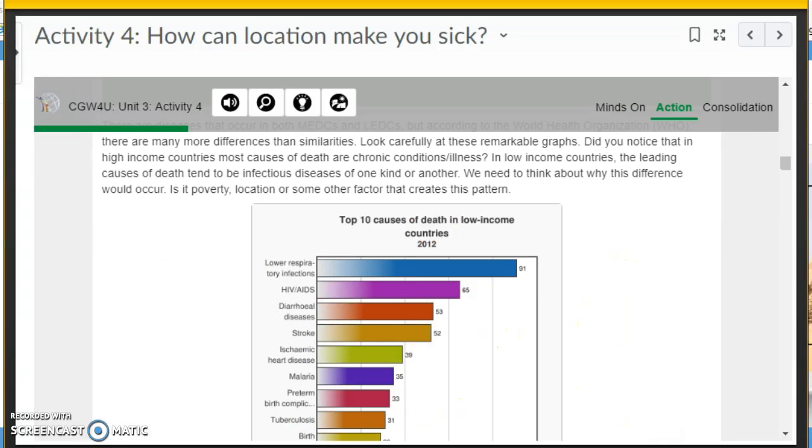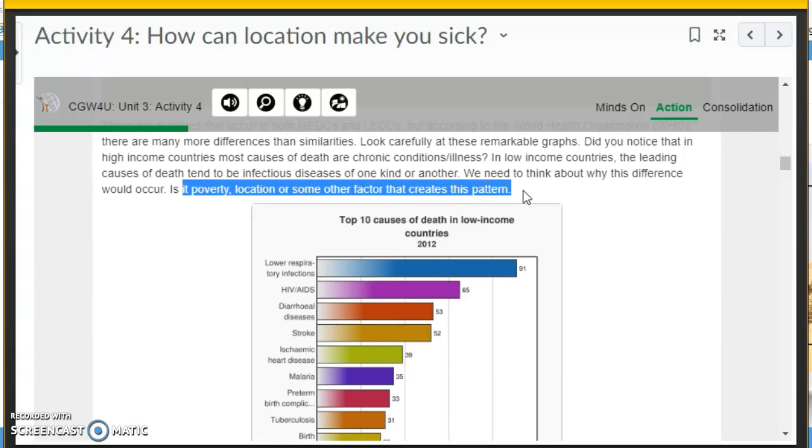So there's a bit of a visual literacy component to this as you are analyzing and interpreting these maps, but you're also analyzing and interpreting graphs. So the top 10 causes of death in low-income countries, and again, the paragraph above this starts to delve into that concept of why. It shows you the patterns here and the numbers, but it doesn't tell you the why. And we need to think about the difference in why this is occurring. Is it poverty, location, or some other factor that creates this pattern?